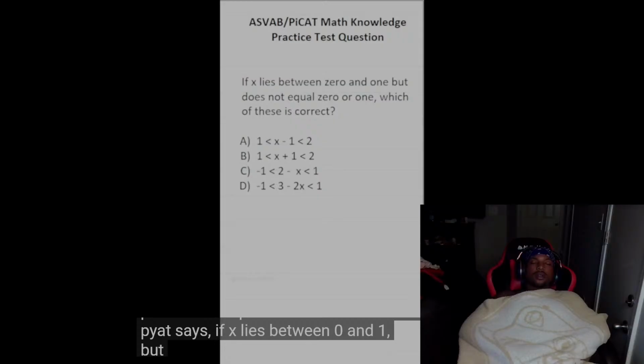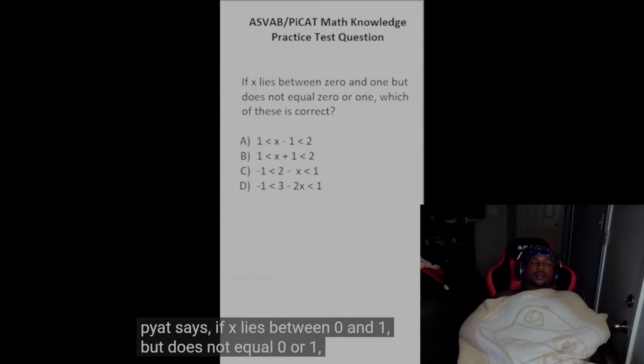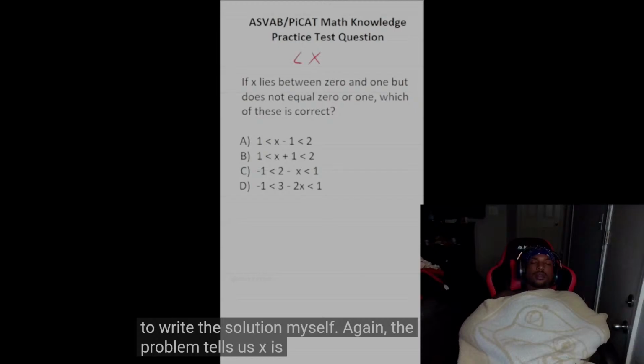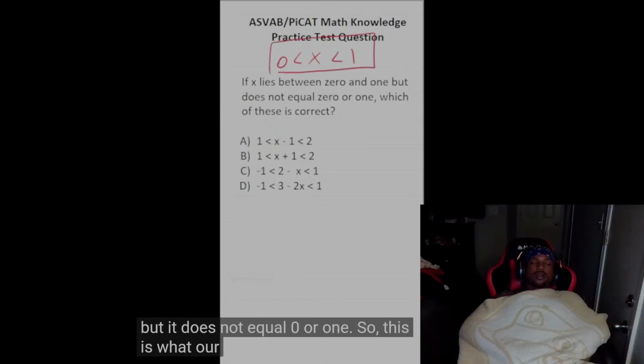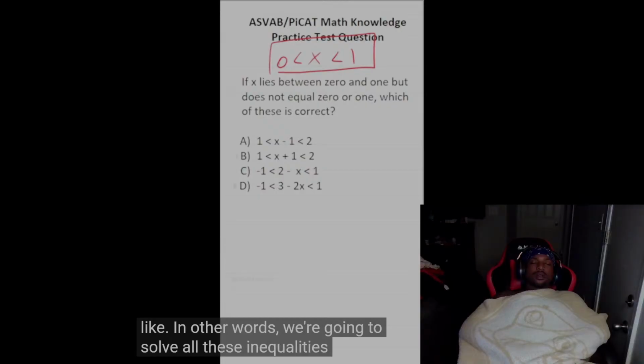and 1, but does not equal 0 or 1, which of these is correct? So before we look at our answer choices, I'm actually going to write the solution myself. Again, the problem tells us x is between 0 and 1, but it does not equal 0 or 1. So this is what our solution is going to look like. In other words, we're going to solve all these inequalities for our answer choices and find which one matches the solution we just wrote.